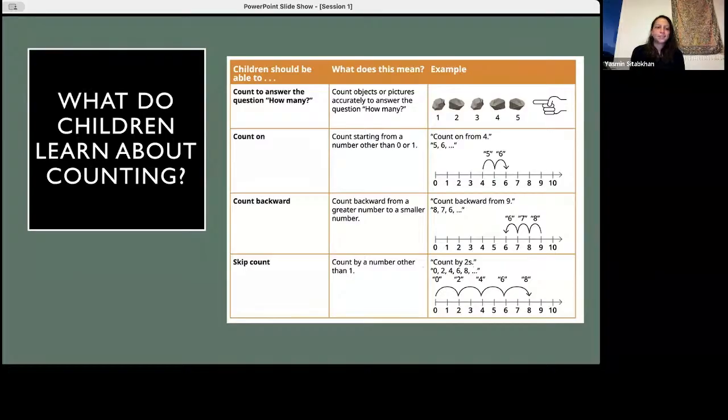Okay, any last thoughts about counting, or are we going to move on from counting?